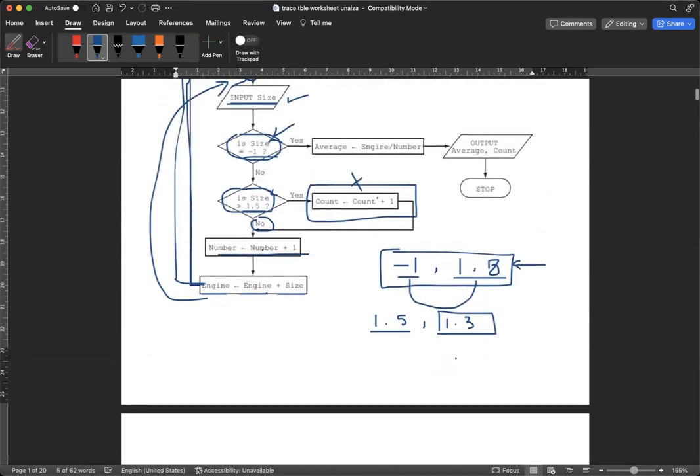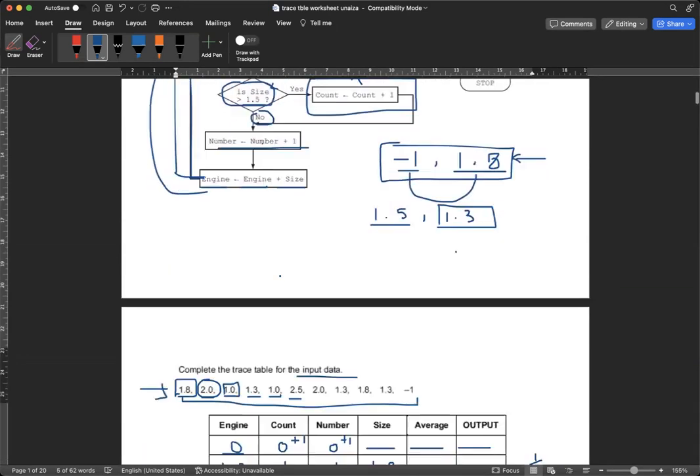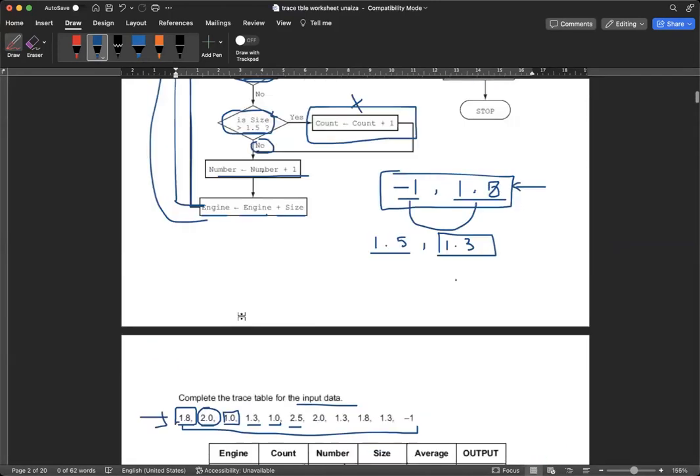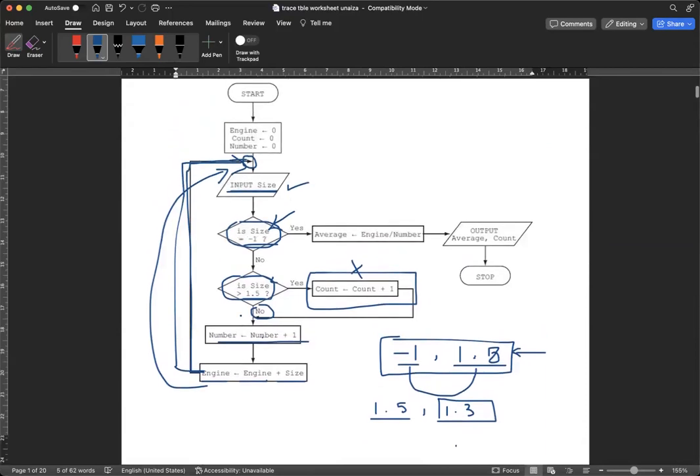Then what do we have to do next? Number is equal to number plus 1, 6. And then 7.1 plus 2.5. So the answer is 9.6. Is that clear or not clear? Clear. You understand how to add? Yes. Great. Now, what do we have to do next?